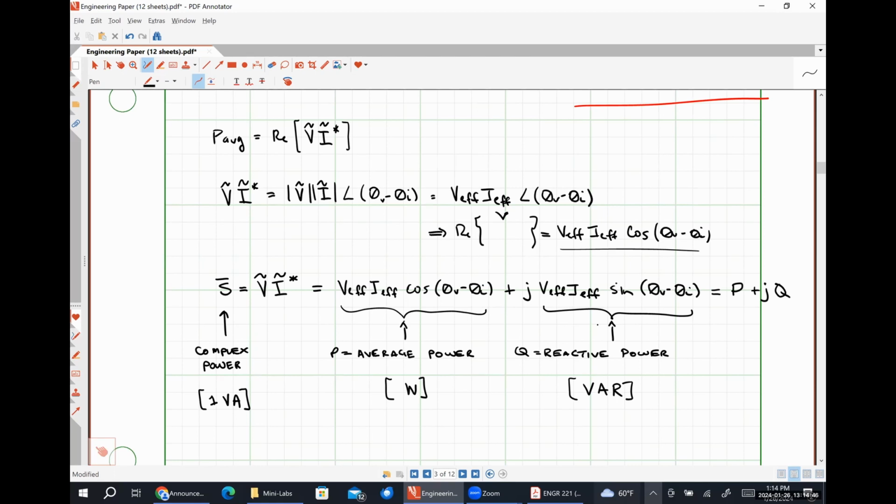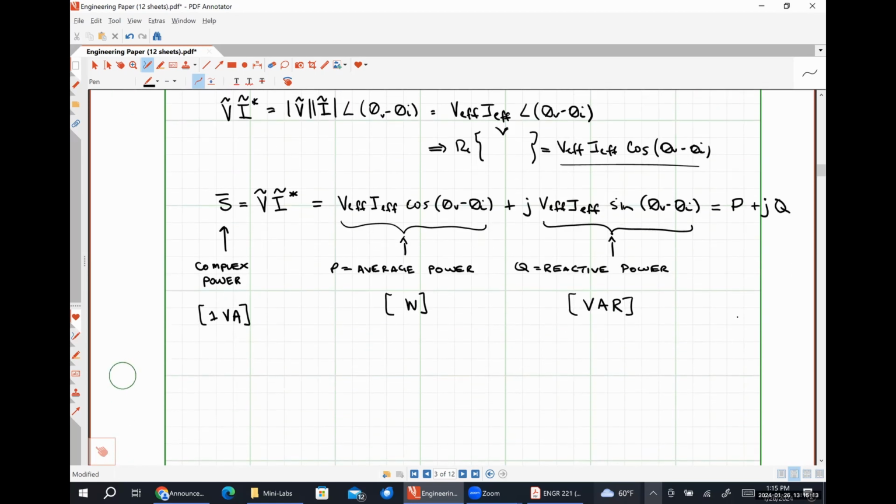Okay, so average power is effectively the portion of complex power that's associated with resistors, and it's all about converting electrical energy into heat and mechanical work. Reactive power is what's associated with capacitors and inductors, and it's all about having some form of energy storage for when stuff goes awry.